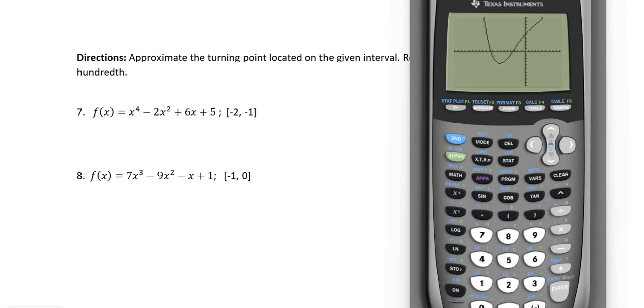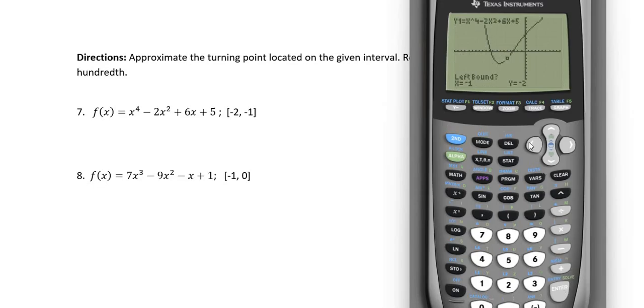When you look at your graph here, you need to identify whether you have a minimum value or a maximum value for your turning point. And in this case, it is a minimum value. So I'm going to hit second, trace, and I want that third option, minimum. I do want to point out that this minimum value is not necessarily a minimum value of the whole graph, but it's what's called a local minimum. Once option 3 is highlighted, I press enter.